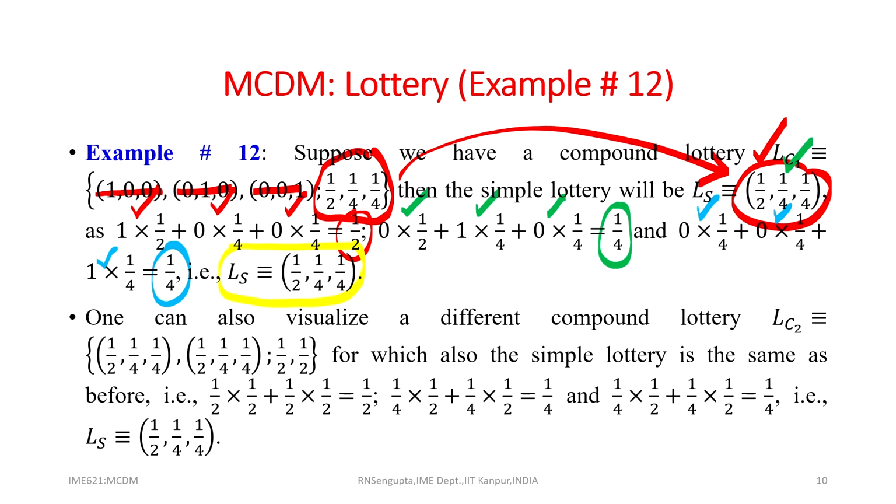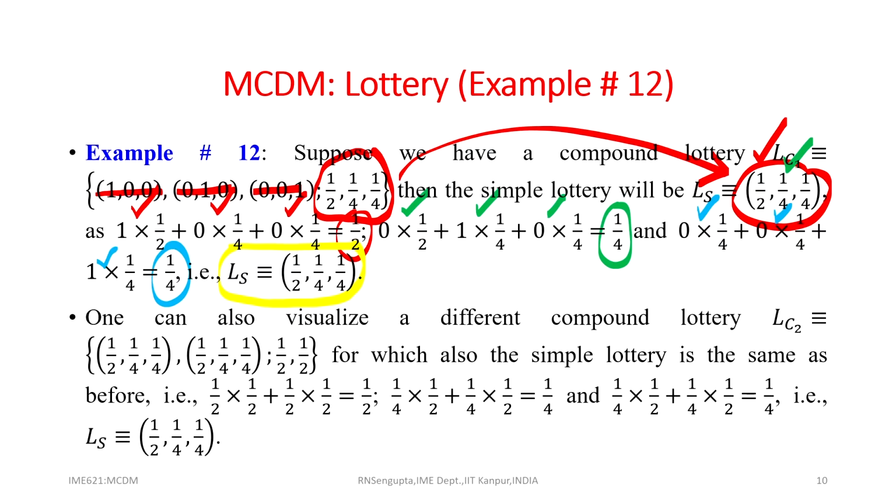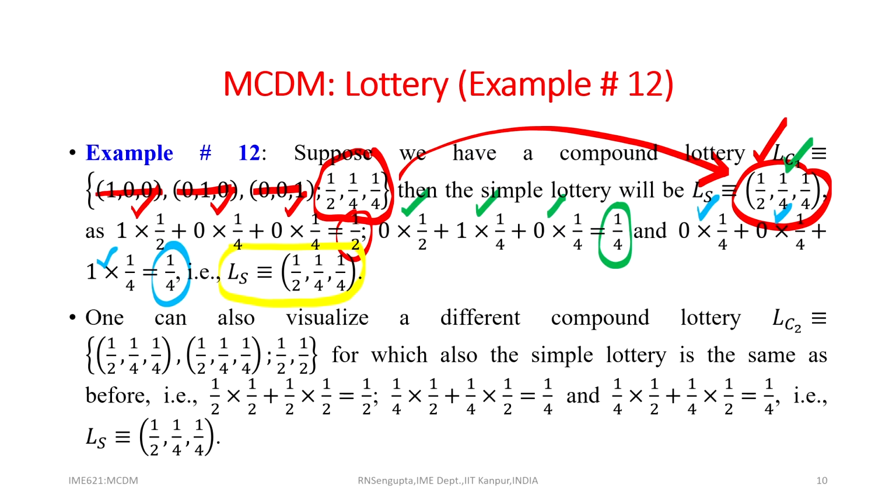Also, one can visualize a different compound lottery. Now, you may be thinking that the compound lottery is fixed, that there is only one. It is not that. We can have a different compound lottery, and it is structured differently. In the first compound lottery, there were three outputs or three arms, and in the second compound lottery, there are two arms with the corresponding outputs and the probabilities, but that should all lead us to the simple lottery again. The simple lottery, if you remember, which I am highlighting here with this yellow color, was half, 1/4, 1/4.